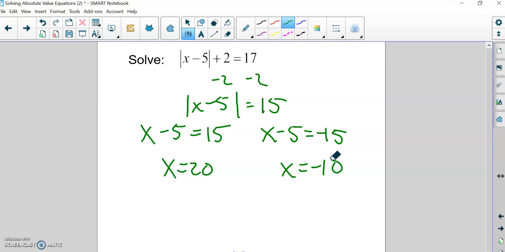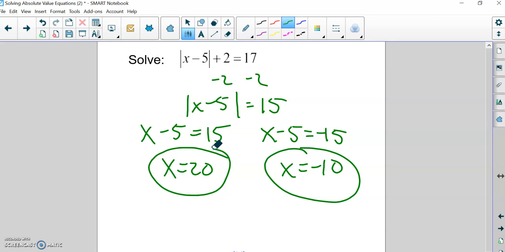Okay, and if we check those, it's easy to check these mentally, thinking about inside the absolute value. 20 minus 5 is 15. Absolute value of 15 is 15, plus 2 is 17. And we plug in negative 10. Negative 10 minus 5 is negative 15. Absolute value of that is positive 15. And adding 2 will give you 17, so we know that both of those do work.